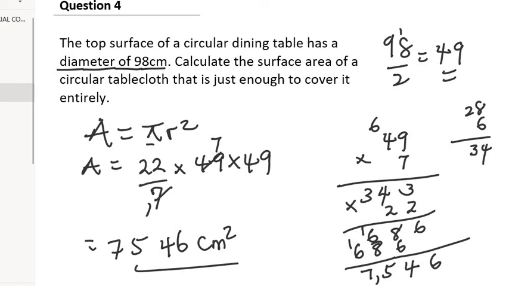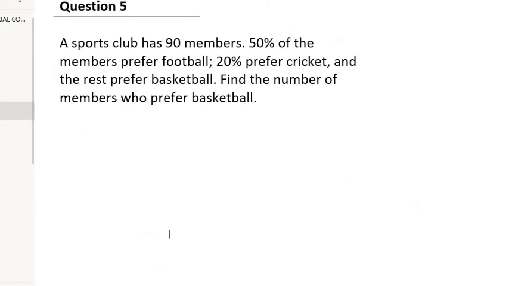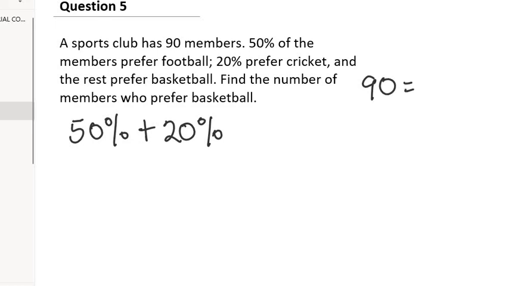Okay, now let's go to the next question, question 5. Question 5 says, a sports club has 90 members. 50% of the members prefer football, 20% prefers cricket, and the rest prefers basketball. Now, the first thing we need to do, let 90, which is the members, represent 100%.